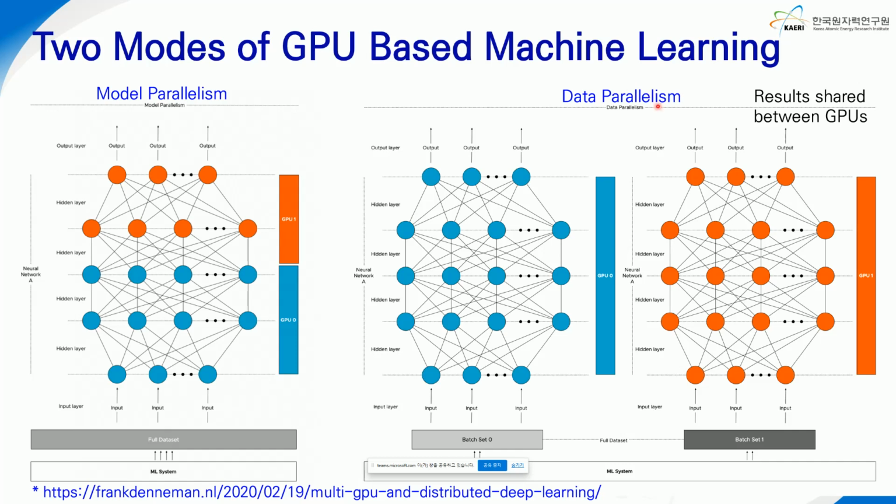The data parallelism is to use the same neural network in different GPUs. It is to use each GPU to train with different input data sets. This is for big data applications.